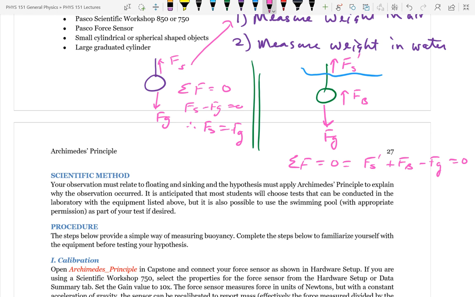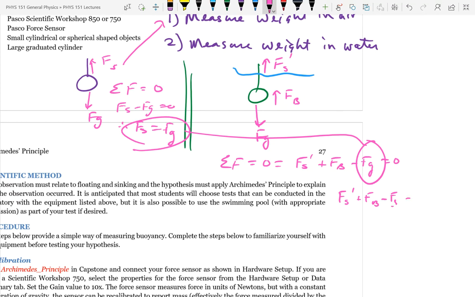So if I want to calculate the force buoyant, I'll substitute this right here. The buoyant force is the difference in the force of the scale in air minus the force of the scale in water. Why? Because the water is lifting up, so the scale doesn't have to lift up as much. So those two measurements are going to tell us what the buoyant force is simply by taking the difference. Then we're going to measure the volume displaced.